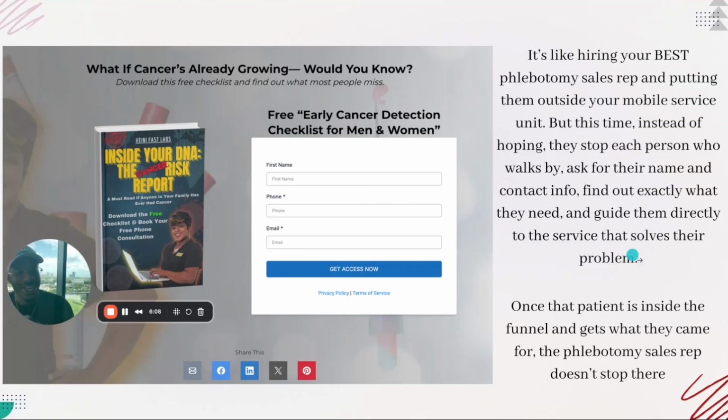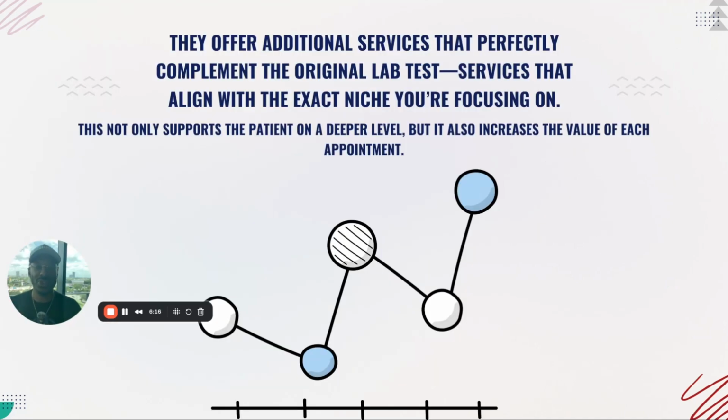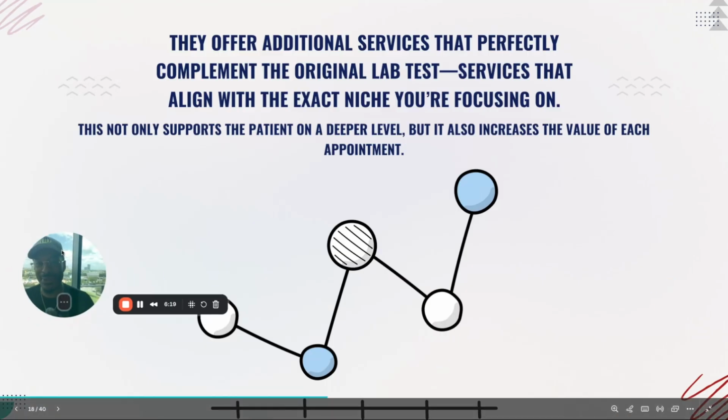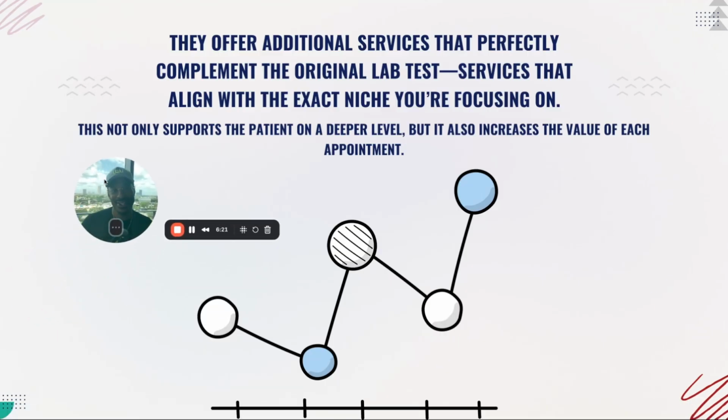So once that patient is inside the funnel and gets what they came for, the phlebotomy sales rep doesn't stop there. No, no, no. They offer additional services that perfectly complement the original lab test. So services that align with the exact niche you're focusing on. So this not only supports the patient on a deeper level, but it also increases the value of each appointment. So for example, phlebs, let's just say you are dealing with, I don't know, a cardiovascular patient, okay, and your niche is cardiac testing because you had an aunt or uncle or family member that may have struggled with smoking. They always were a smoker.